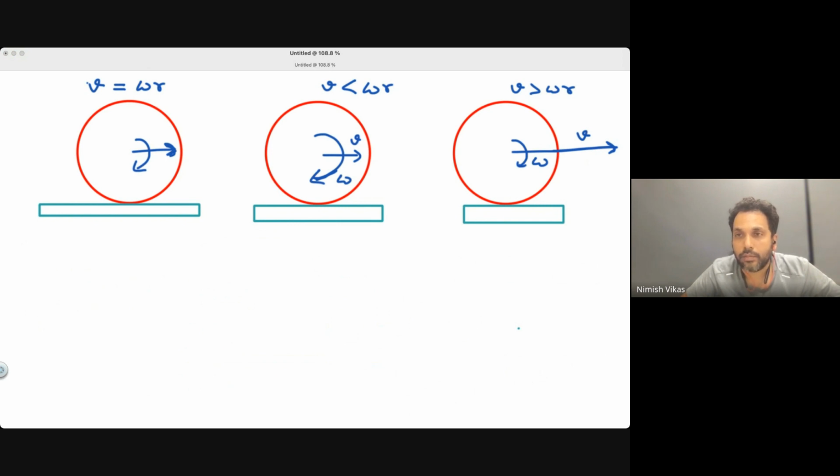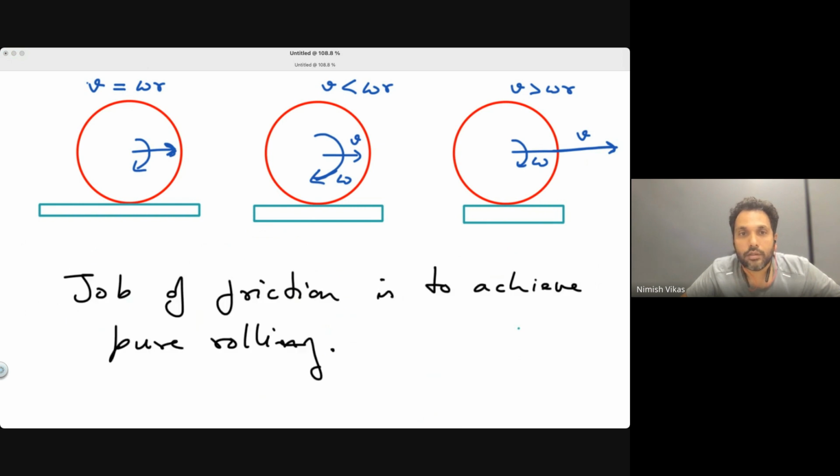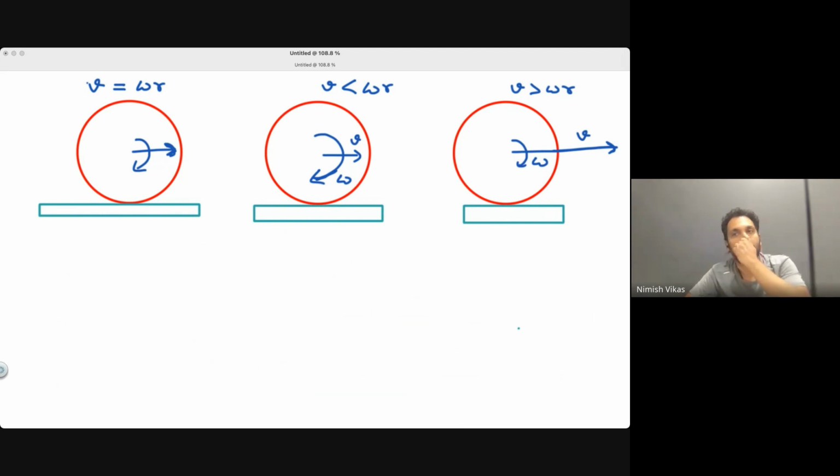My statement is the one you are going to uphold: the job of friction is to achieve pure rolling. And what is pure rolling? Pure rolling is to bring V equal to omega R. Is that clear? Case one: who will say which direction the friction is?